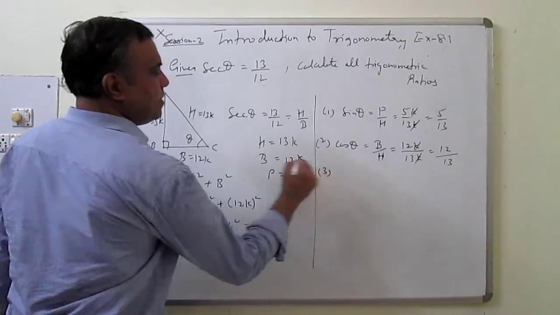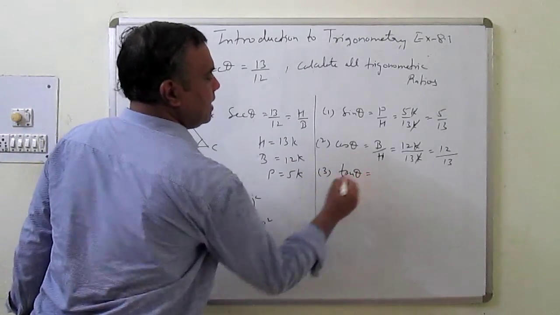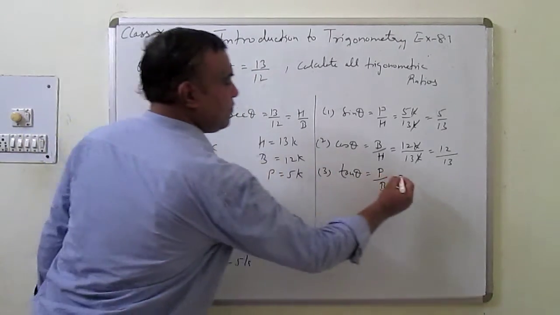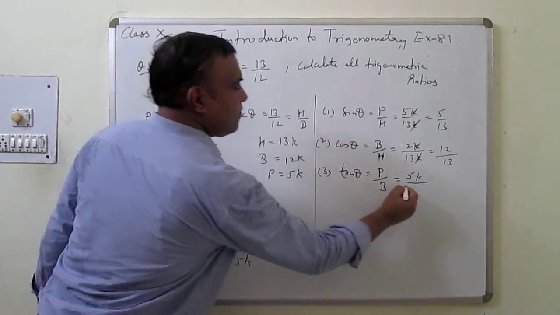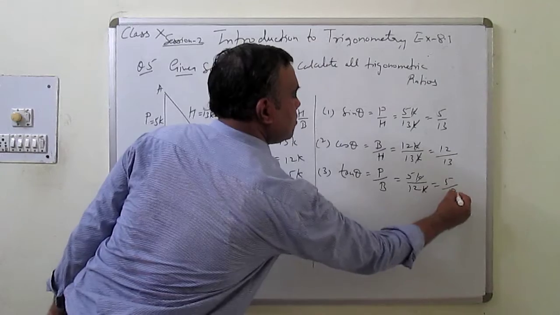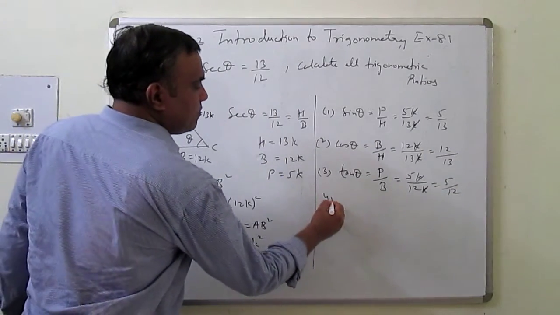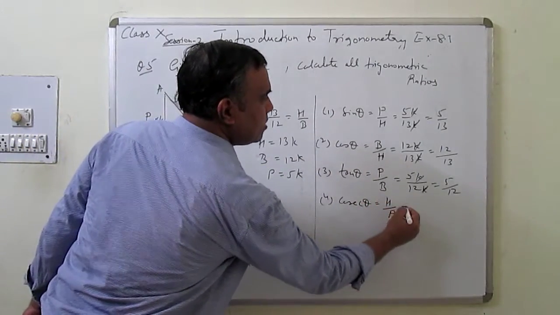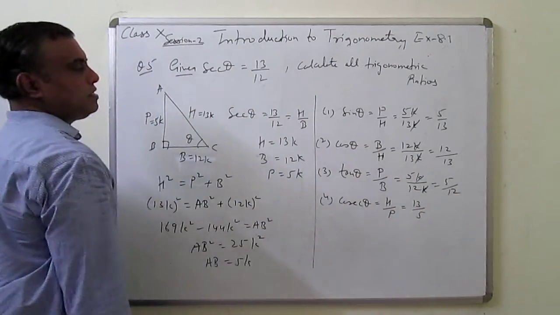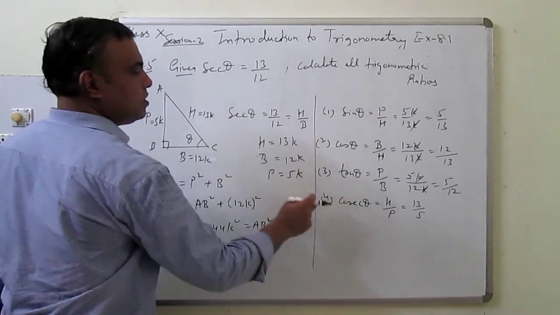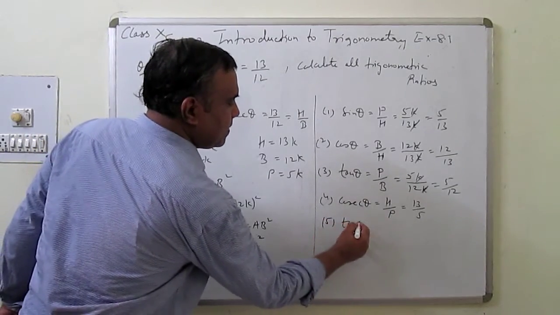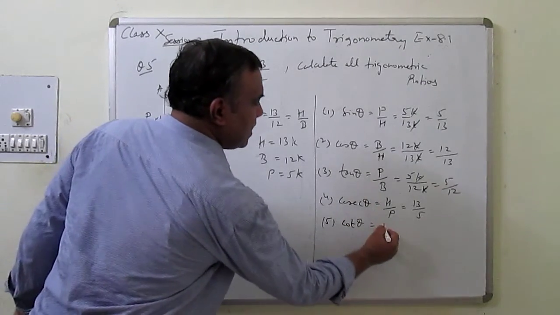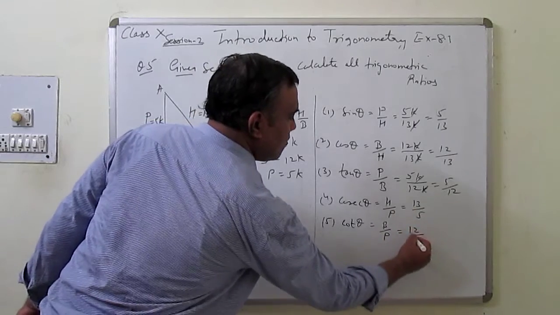Now I will take third tan theta. Tan theta is p upon b. Perpendicular upon base. Perpendicular is 5k upon base is 12k. k cancel 5 upon 12. Now fourth I will take cosec theta. Cosec theta is the reciprocal of sin theta, so it is 13 upon 5. Sec is already given to you, reciprocal of cos. Now fifth is cot theta. Cot theta is the reciprocal of tan theta. It is base upon perpendicular, so it is 12 upon 5.